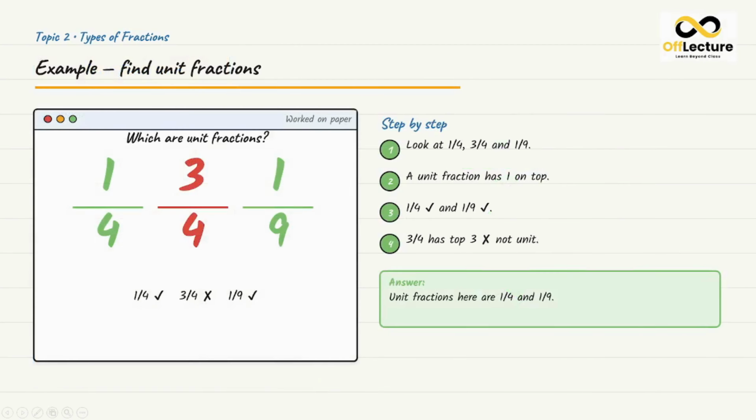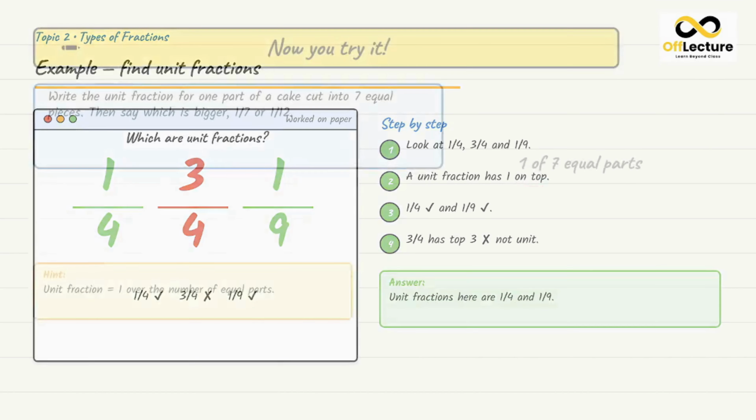Let's do a simple example on it. Let's say we have three fractions, and we have to identify which are the unit fractions. We have 1 by 4, 3 by 4 and 1 by 9. A unit fraction has 1 on the top. So 1 by 4 and 1 by 9 have 1 on the top, while 3 by 4 doesn't have 1 on the top, so it is not a unit fraction. So the unit fractions here are 1 by 4 and 1 by 9.